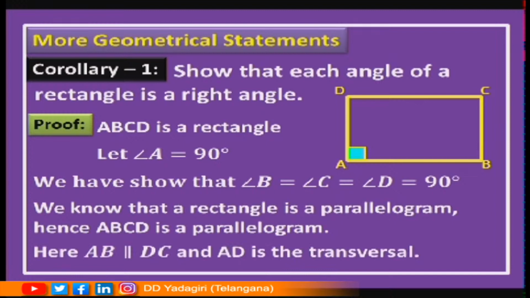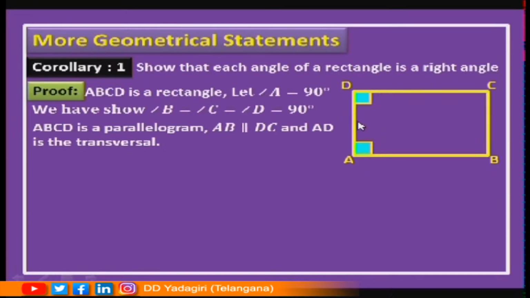Now, in this parallelogram ABCD, we know that the opposite pairs of sides are parallel to each other. That means, I can say AB is parallel to CD and AD is what? The transversal. So, here you can notice this AD has become the transversal. These two sides are parallel actually, and this AD has become the transversal. Now, in this transversal, I can write angle A plus angle D is 180 degrees.